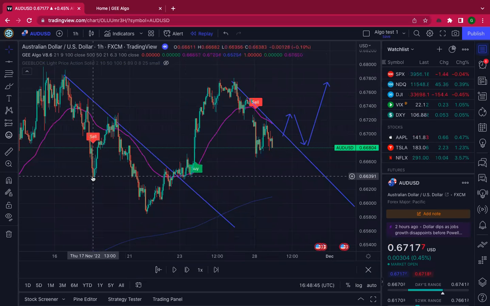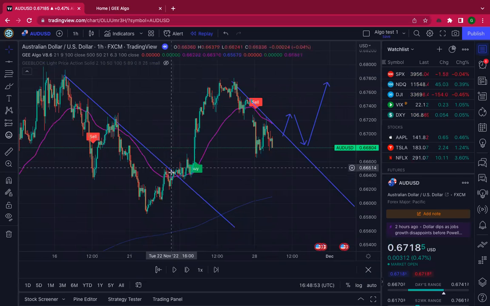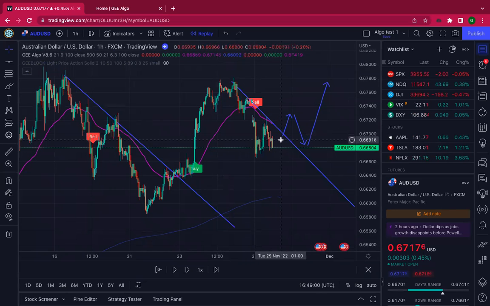You miss the short here, and then you enter here, you're going to be in a drawdown for a retest and then continuation. Again, draw your trend lines, it breaks, consolidates, and then moves up. Doesn't make a new high, starts moving to the downside. Again, you miss this trade right here on the sell signal, wait for a retest, and then take the short.